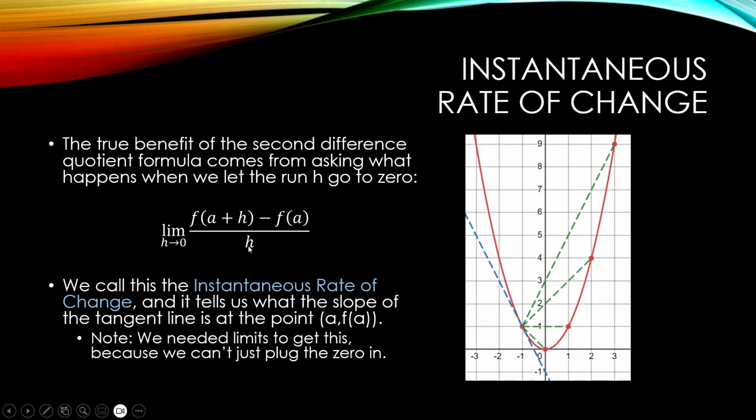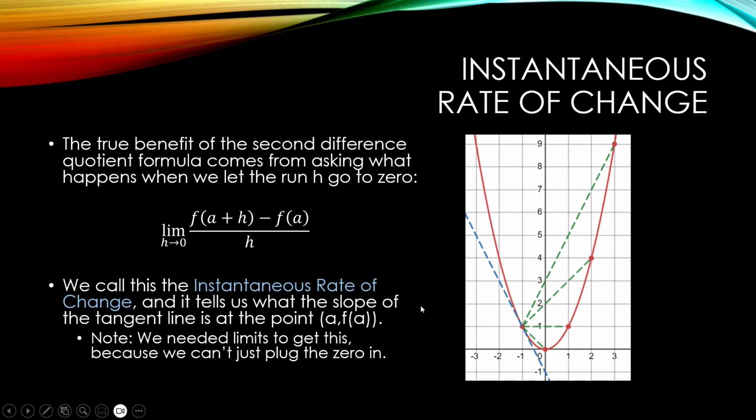Essentially, what happens as h goes to 0 in our difference quotient formula? What happens as the run goes to 0? Now, obviously, we can't just plug 0 in for h, because then we would divide by 0. But we know that this limit is going to have a value because there's definitely a line which is tangent. And so what is the slope of this tangent line?